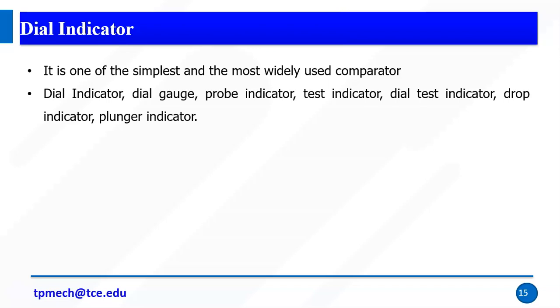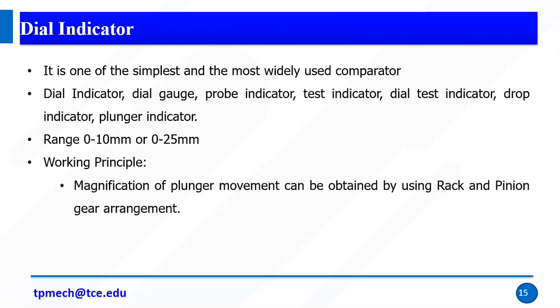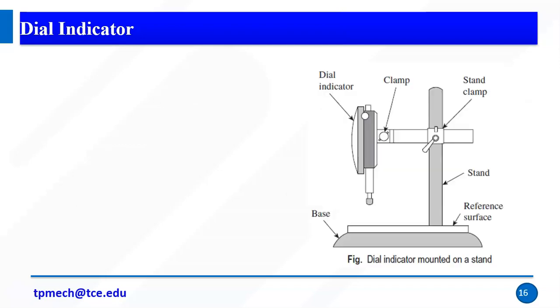The dial indicator can also be called a probe indicator, test indicator, dial test indicator, drop indicator, or plunger indicator. These are the other names for the dial indicator. And the range may be 0 to 10 mm to 0.25 mm. The working principle is that the magnification of plunger movement is obtained by using a rack and pinion gear arrangement.